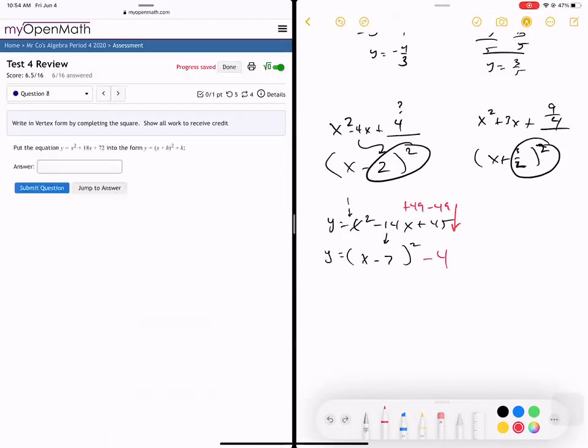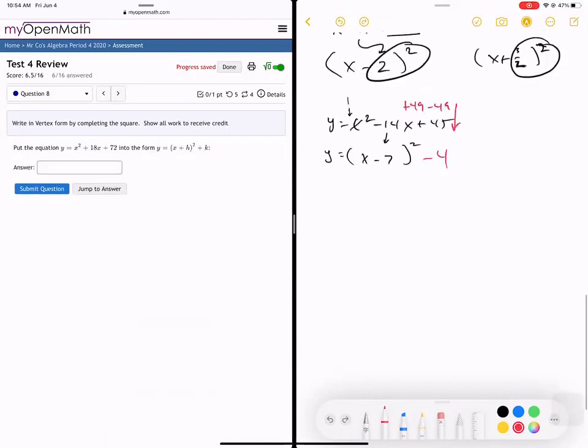Let's go. Next question. Question number 8. That's the same thing. We want to complete the square here. Y is equal to x squared plus 18x plus 72. Let's complete the square. Y is equal to x plus what? What do you think that term is going to be? 4, 7, 8. What's half of 18? 9. Okay, we'll just divide the term by 2.